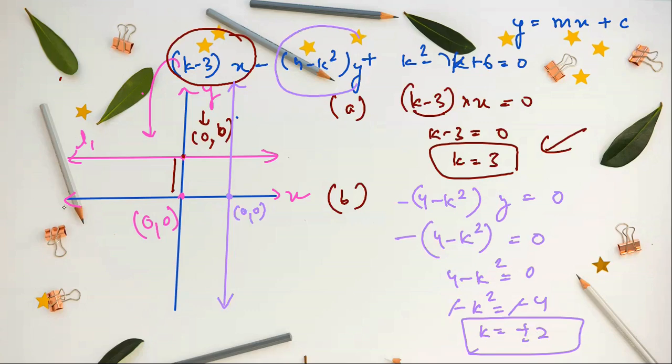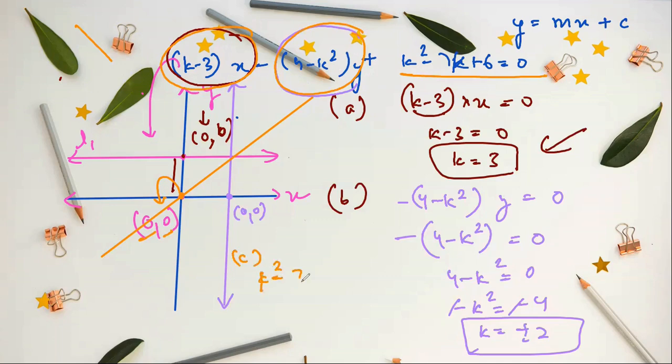Now the third case is when the line is passing through the origin. So let's say this is the line. You can make it a different way also, it's your choice. When the line is passing through the origin, it means the origin is also on the line. It means x is 0 and y is 0 both. So these terms are completely 0, and you are left with this. So for case 3, you are only left with k square minus 7k plus 6 is equal to 0.